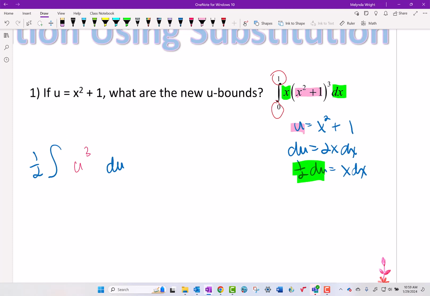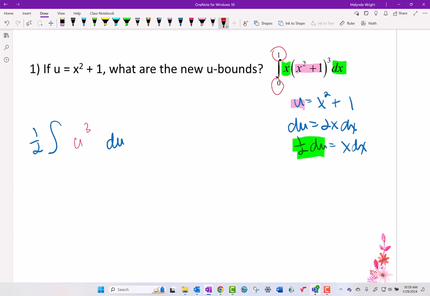So how in the world do we find U bounds? What we do is we take this expression that we used to talk about the relationship between U and x. We take that original expression and we use it to transform our x bounds into U bounds. So for the lower bound, U would be 0 squared plus 1, or 1. So my lower bound is actually 1.